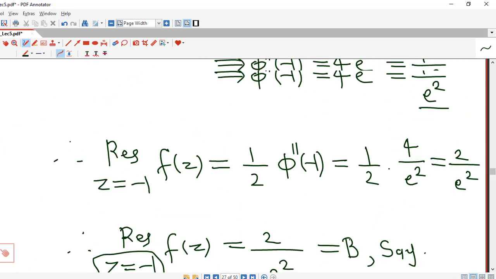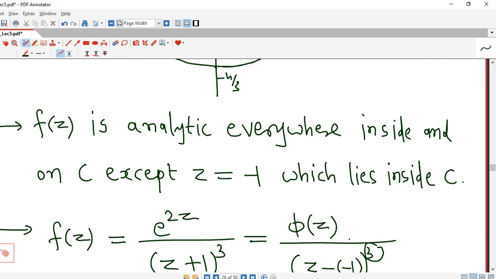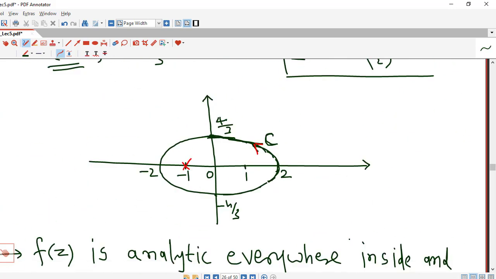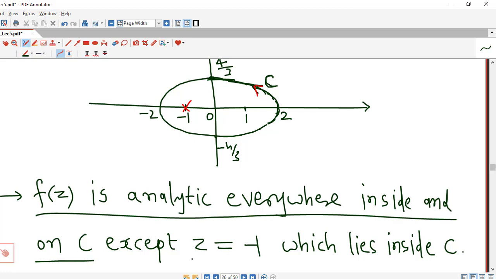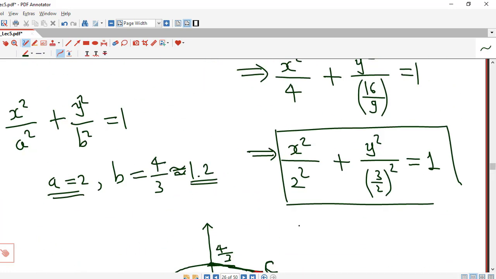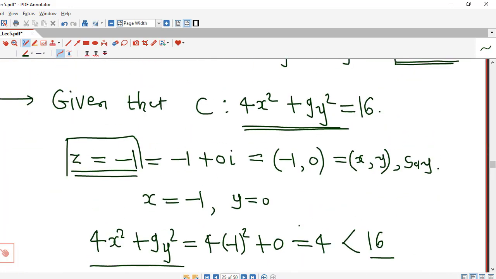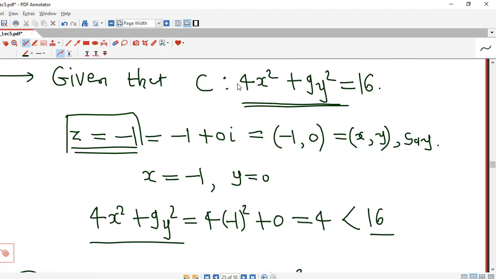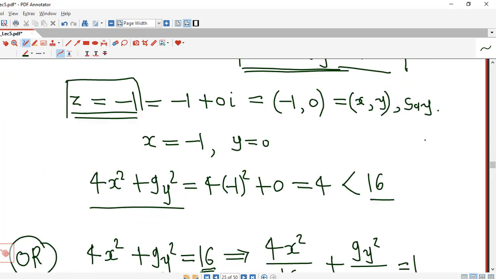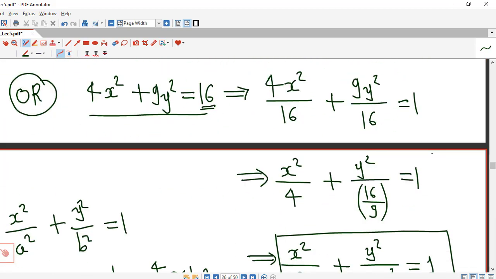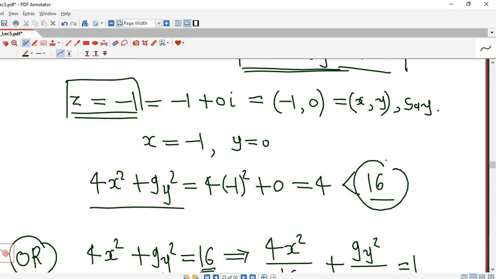So in this way we can easily find the complex integrals using Cauchy's residue theorem, provided our function is analytic everywhere inside and on a given simple closed contour except at a finite number of points, and we can decide whether the isolated singular point is inside or outside C using the equation of the given curve or by sketching the given curve. Okay, so that we have shown in both the cases. We can conclude that z = -1 lies inside C.